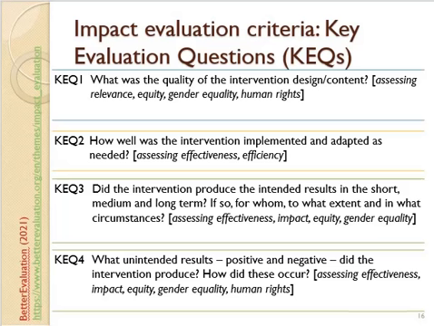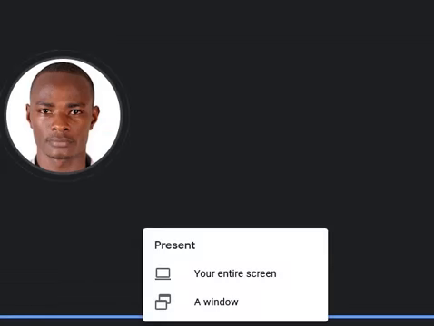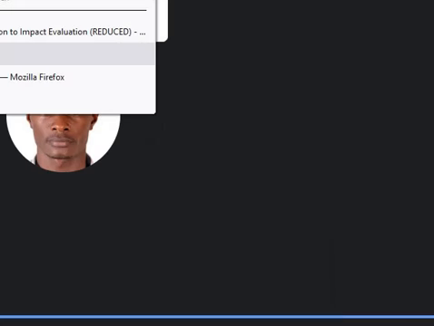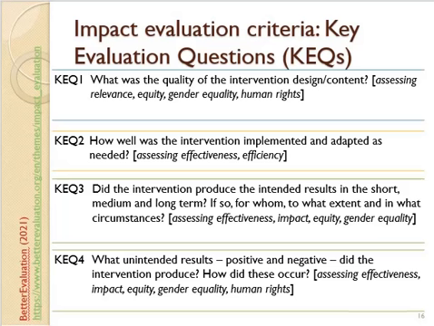You can also assess effectiveness, impact, and so on. For instance, looking at the unintended results, positive and negative outcomes, to ask yourself whether the intervention has indeed produced certain outcomes that you did not want to occur, and then you ask yourself, of course, how did this occur?